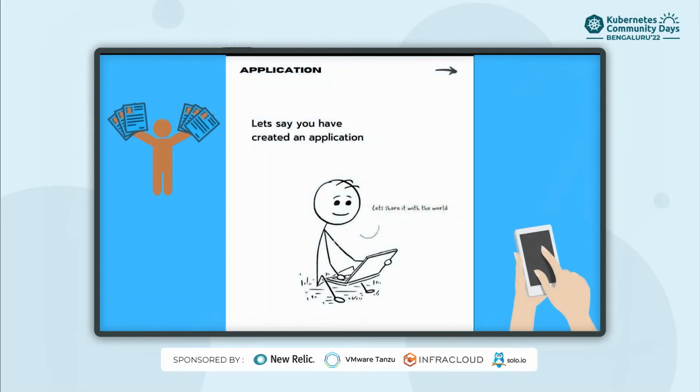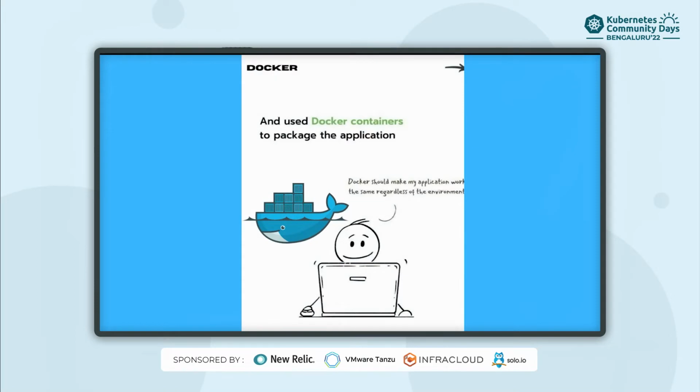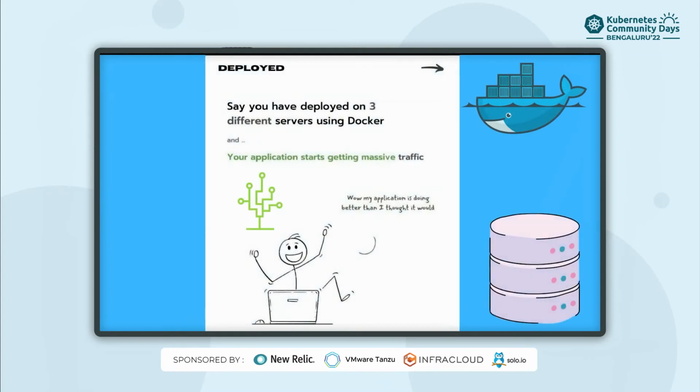Let's say you have created an application and want to share it with the world. So you have deployed your application and its dependencies into Docker and hosted it on the web. Say you have deployed on three different servers using Docker and your application starts getting millions of users that you can't even imagine, and you're like, wow, my application is doing great, not thinking about what's going to happen next. Your servers are shutting down, instances are dying.